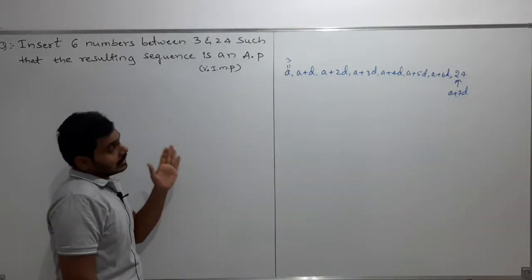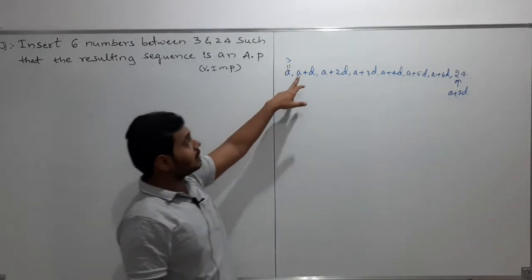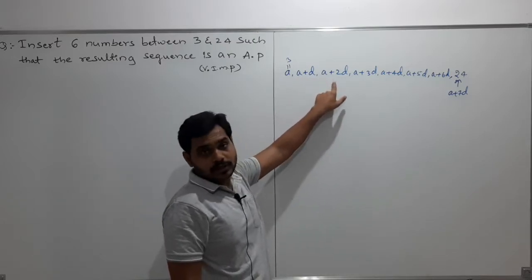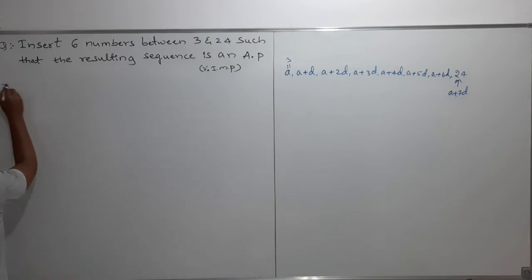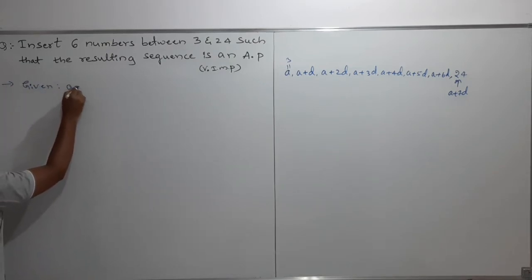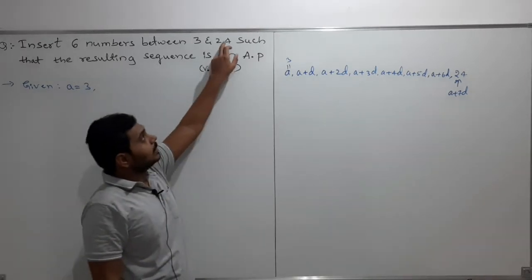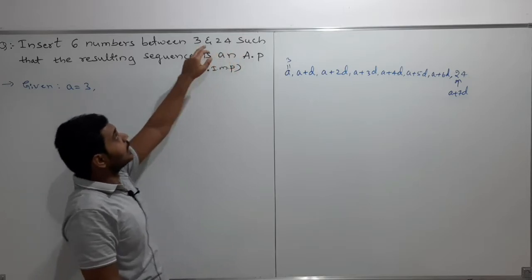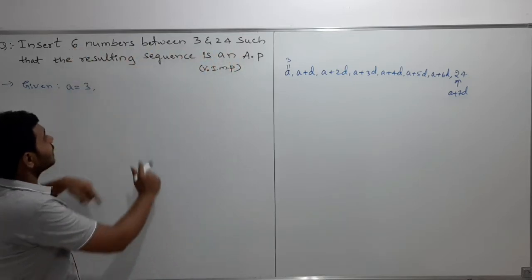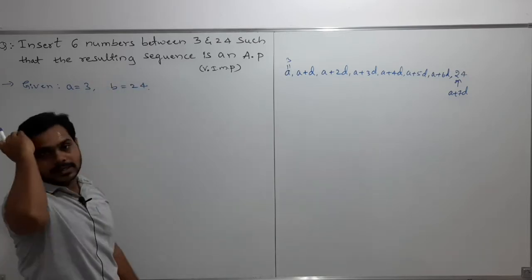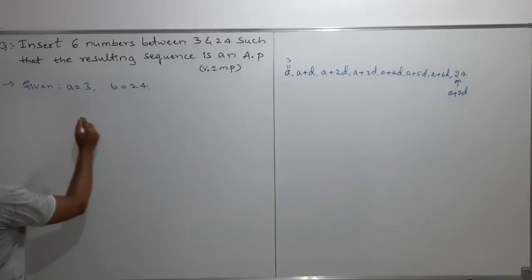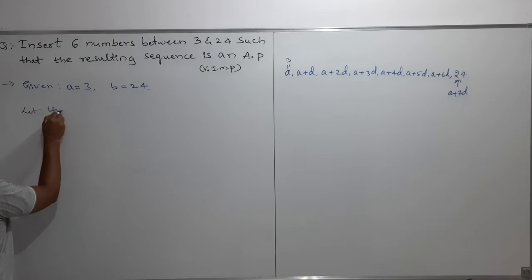Now they asked what these numbers are, so that is what we should calculate. To calculate that, my dear students, first of all we will write the given information. What is given to you? A is equal to 3, and the last term 24, with 6 numbers between 3 and 24. Take that value as B is equal to 24. Clear? And now let the 6 numbers be.